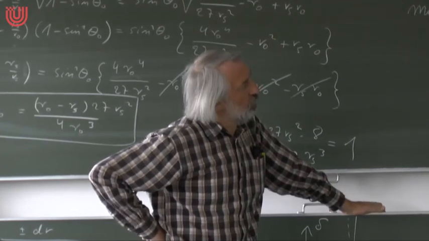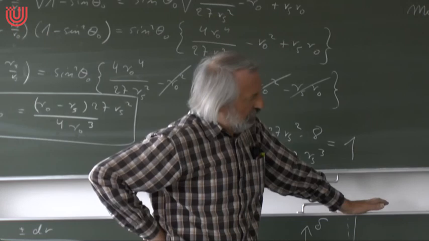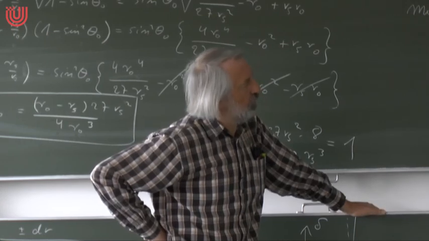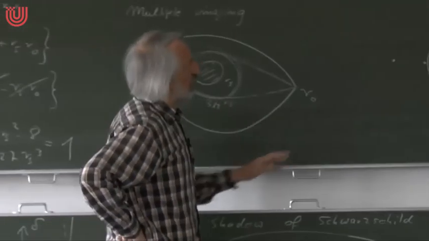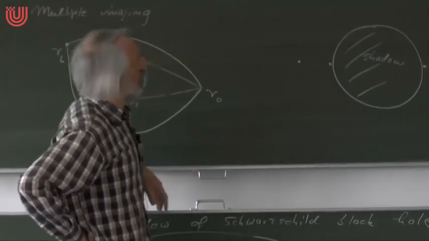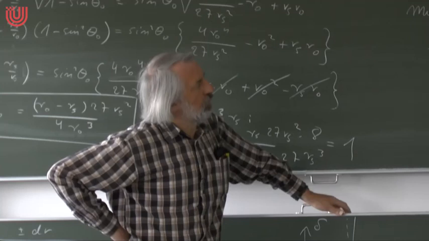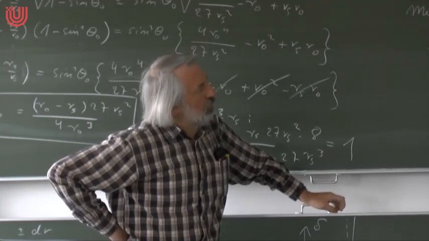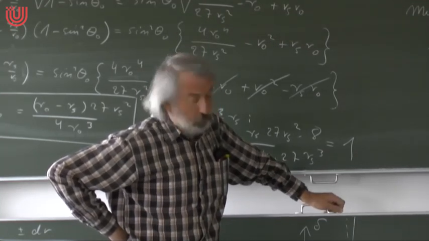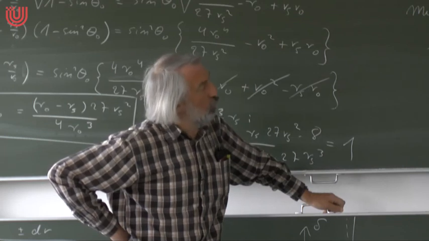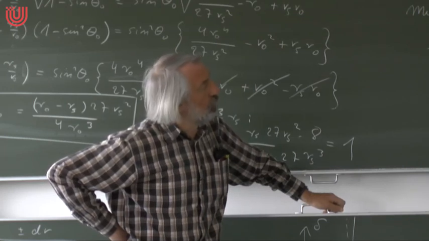So these are the two main features, the two main lensing features of a Schwarzschild black hole: the shadow and these infinitely many images which clump together near the shadow. And both phenomena have not been observed until now, but we are hoping that they will be observable.